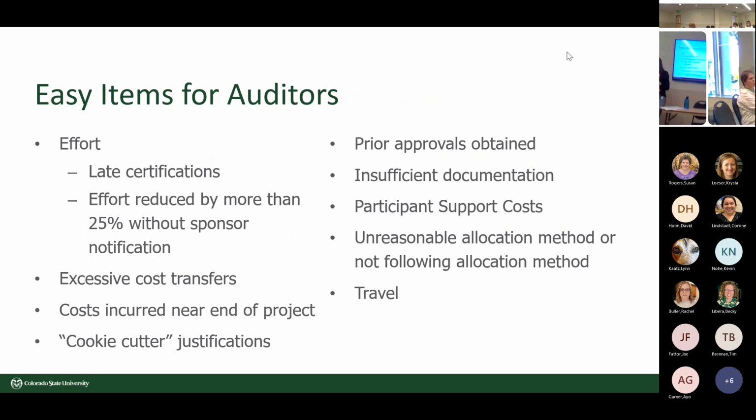There are obviously way more than just these 4, but these are the top ones. Next slide. Easy items for auditors. You guys have mentioned some of these already. So effort, late certifications, reducing effort by more than 25%. How many in the room and then online, raise your virtual hands too. How many know that you need prior approval to reduce a PI's effort by 25% from what was budgeted? Okay, we have 1 in the room. The virtual hands. We have at least 1. I can't see, but we have 1. Okay. I'm sure there's more.